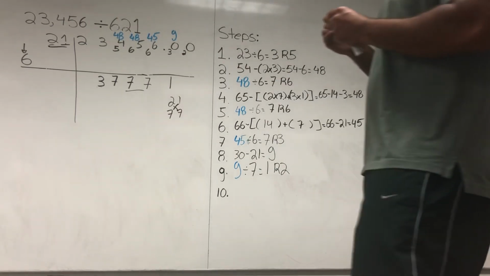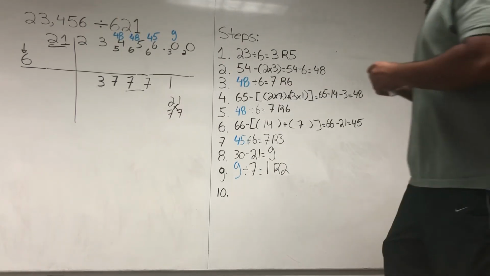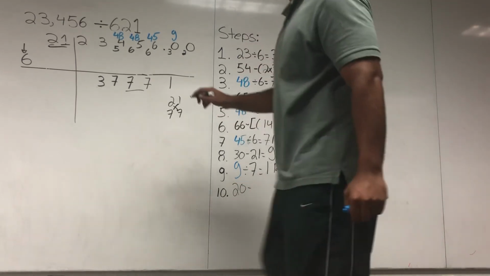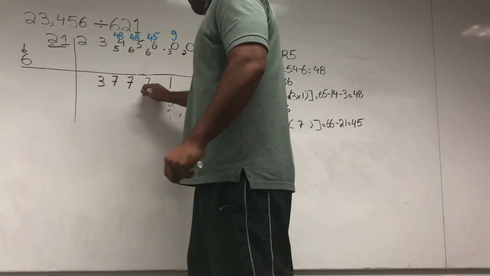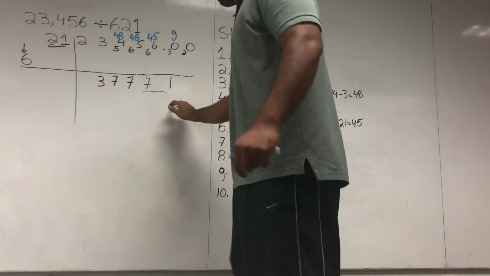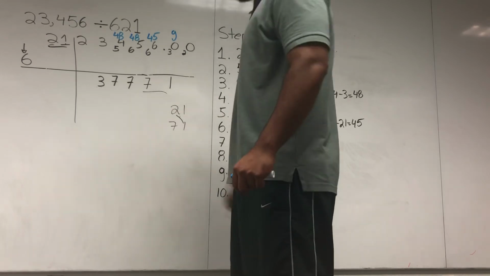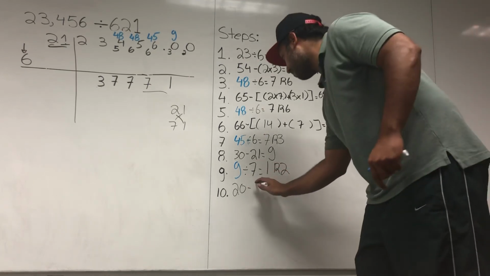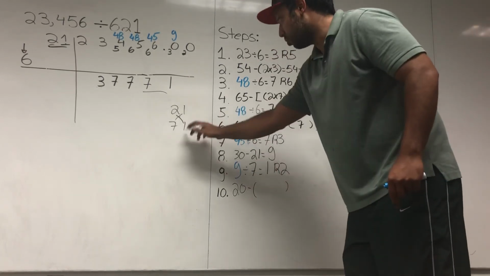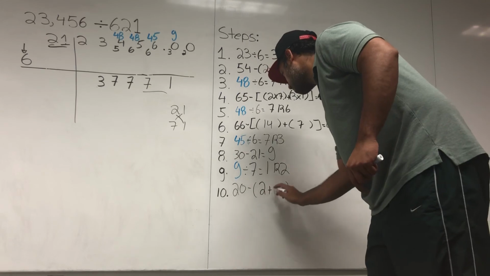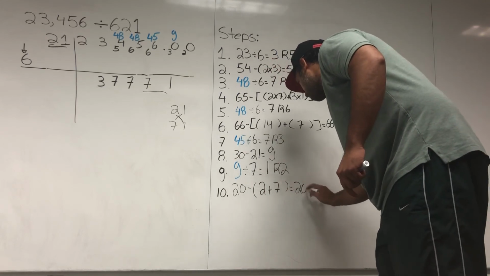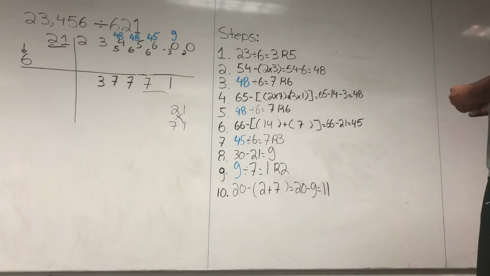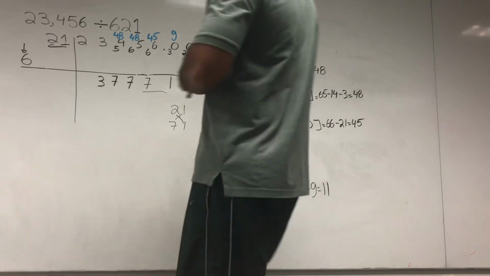One final adjustment to make, because I'm going to stop at step 10. So I say 20 minus, I look at my 71 and my 21. So 21, 71. 2 times 1 is 2. 7 times 1 is 7. So 20 minus 2 plus 7. That equals 20 minus 9. That's 11. Okay? So, my true figure here should be 11.